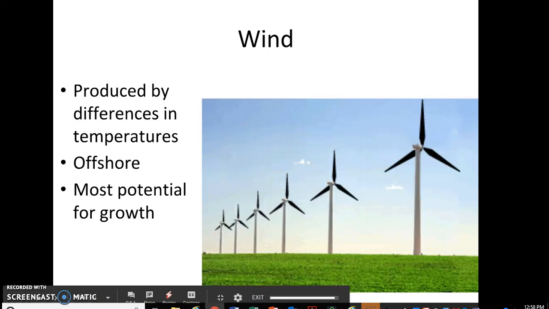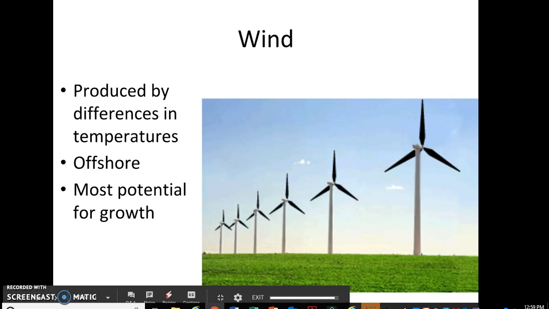So wind is really caused by air moving from a high pressure system to a low pressure system, and those are governed by temperature. So the reason why I want to bring that up is because 4 of the 5 types of renewable energy sources that we've talked about are all tied to the sun. Clearly, solar power is tied to the sun with both passive and active solar power.